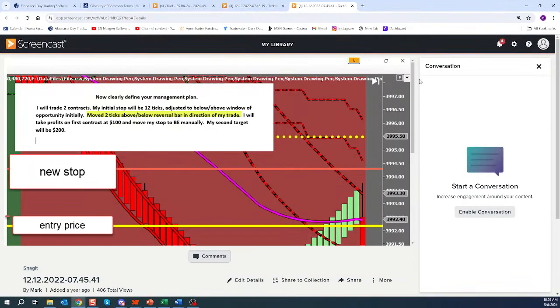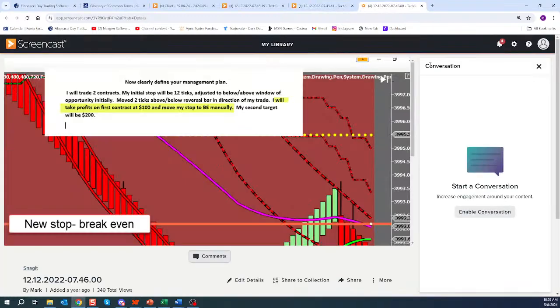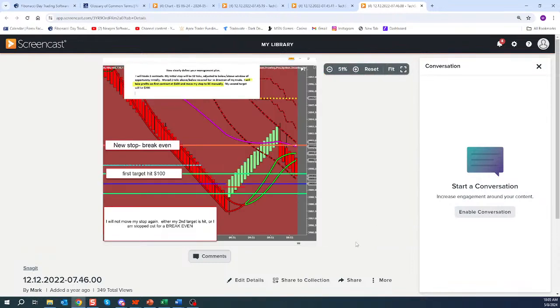But with all of the advantages in place, more often than not, you're going to get a reversal bar in the direction of the trend. And your new stop is going to be 2 ticks above that reversal bar, or maybe 2 ticks below that reversal bar, if it's a long. And then there's nothing to do. You're either going to get stopped out for a tiny little loss, or your first target gets hit. And for the KISS plan, guys, the first target's only $100 in the distance.